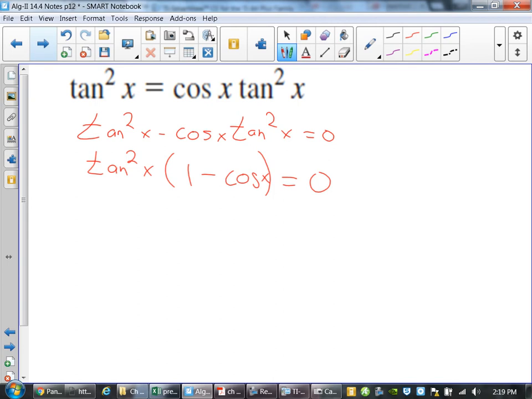Couldn't you just subtract tangent squared x and move it up to 0 equals cosine x? I can't because it's multiplied. It's the same idea as if you had this.